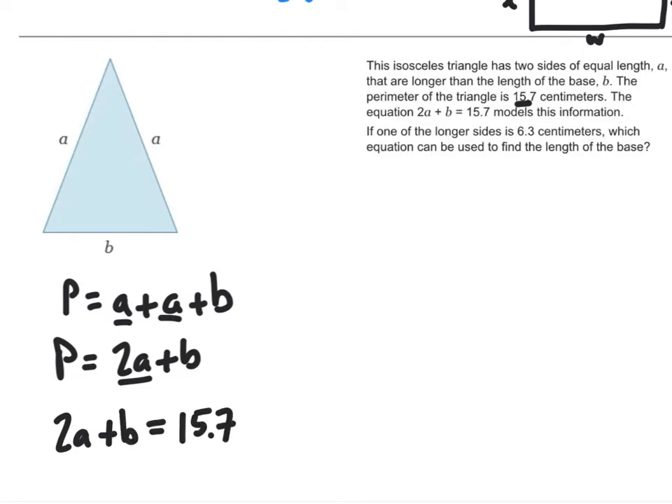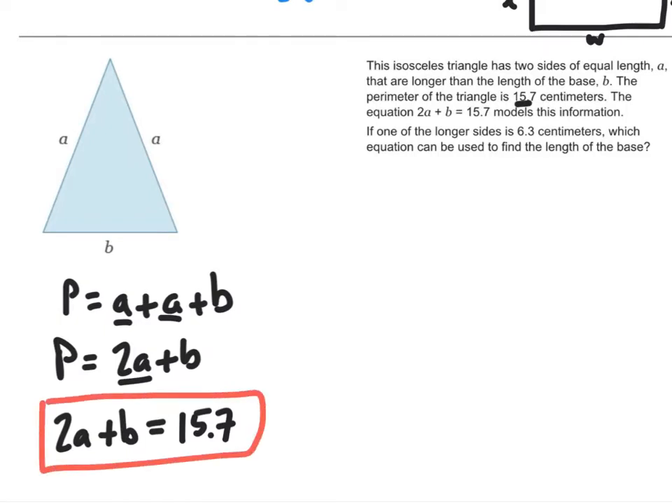Okay, now all I did was just switch these around from one side of the equal sign to the other. You can do that. You can reorder them. Okay, you can switch them around. It doesn't matter. Okay, so it says if one of the longer sides is 6.3 centimeters, which equation can be used to find the length of the base? So I want to use this equation, okay?